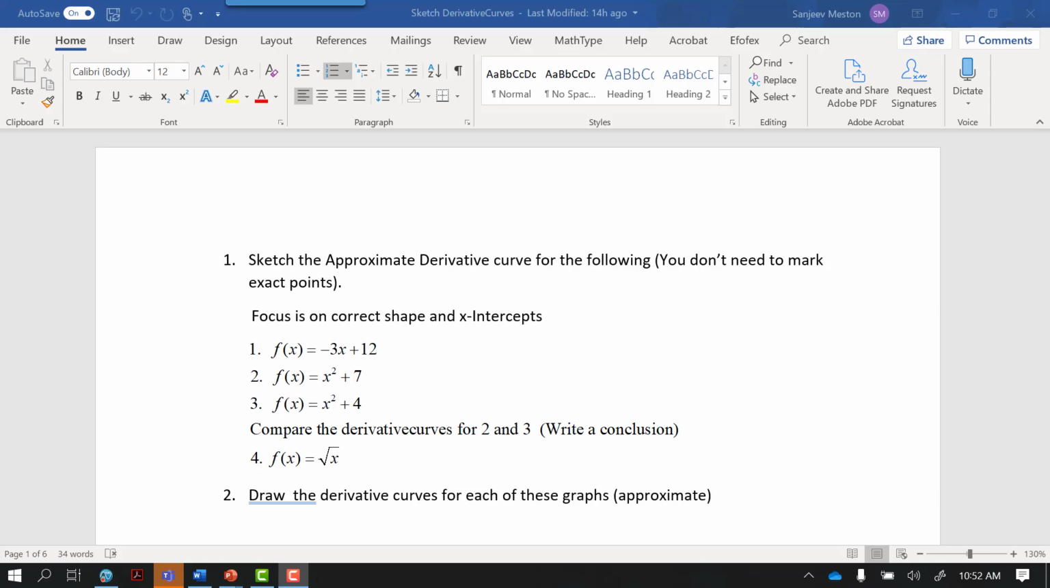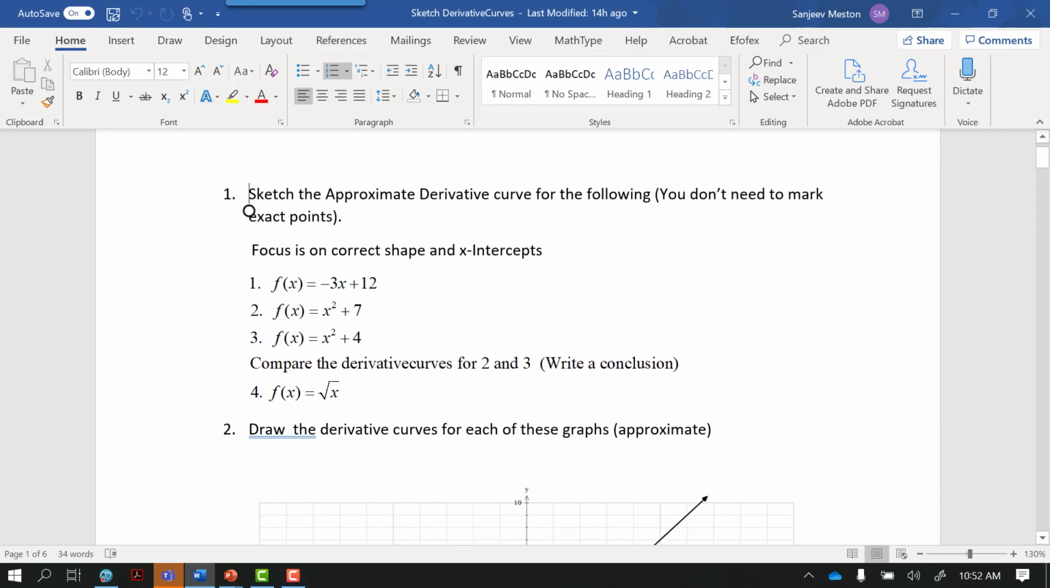Now I just want to draw your attention to the worksheet that I have got for you. The first question here says draw approximate derivative curves, and you don't need to worry about marking the exact points. If you can, of course, that's great. The first function is a linear equation. The second and third are quadratics, which have a different vertical translation, and I want you to write a conclusion after you've done the derivative curve, to see if the vertical translation actually affects the derivative at all.